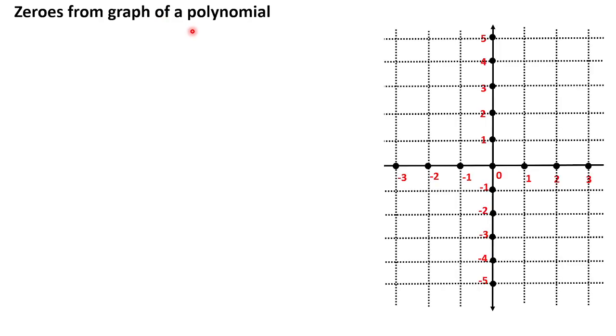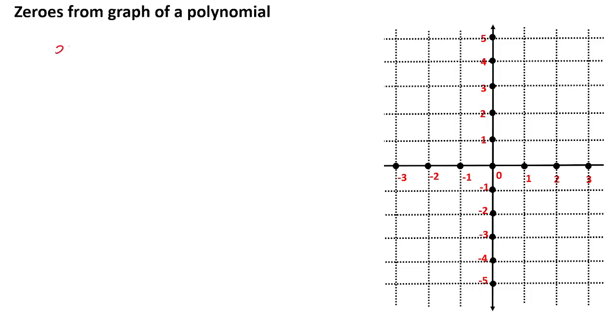Next is zeros from the graph of a polynomial. We know how to find the zero of a polynomial. Then if the graph of a polynomial is given, we can find the zeros. You are familiar with this graph sheet, correct? Have you seen this graph sheet? So let me explain one example.